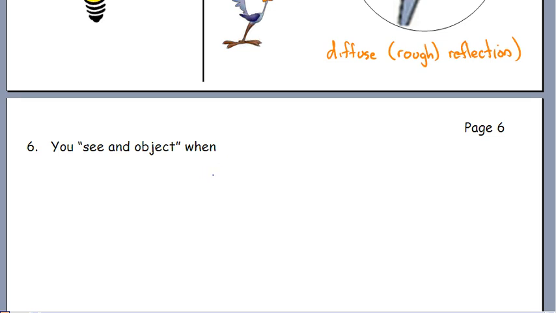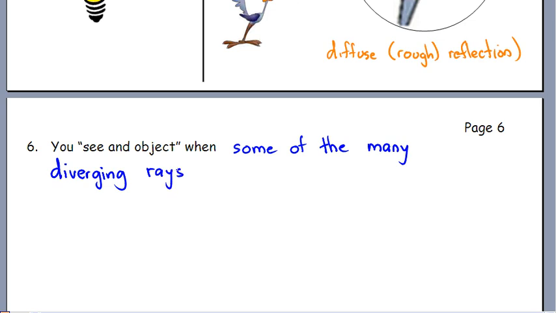You see an object, you perceive its location when some, maybe not all, but some of the many diverging rays enter your pupil and are focused on the retina.